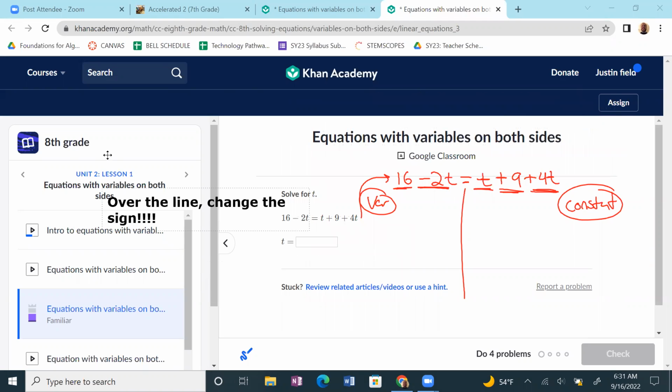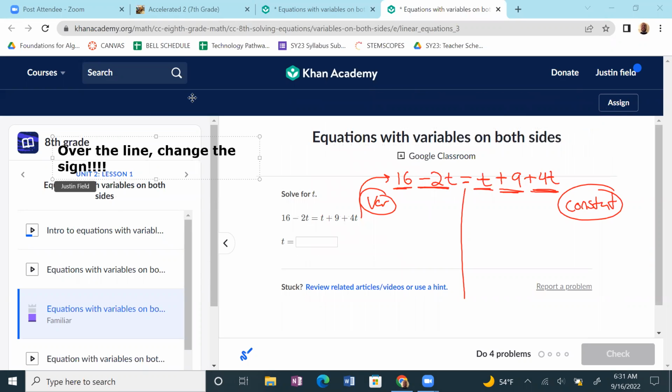Over the line, change the sign. There we go. So we want the variable terms on the left here. We could put the variable terms on the right, but why do that? We don't need to. So we're going to put the variable terms on the left in this one.